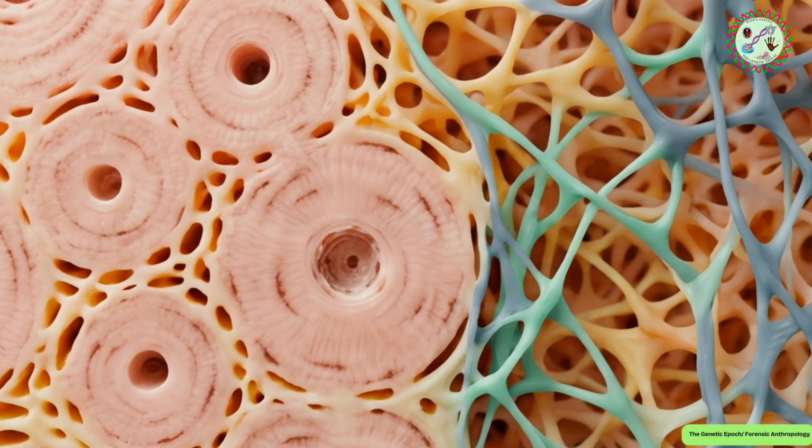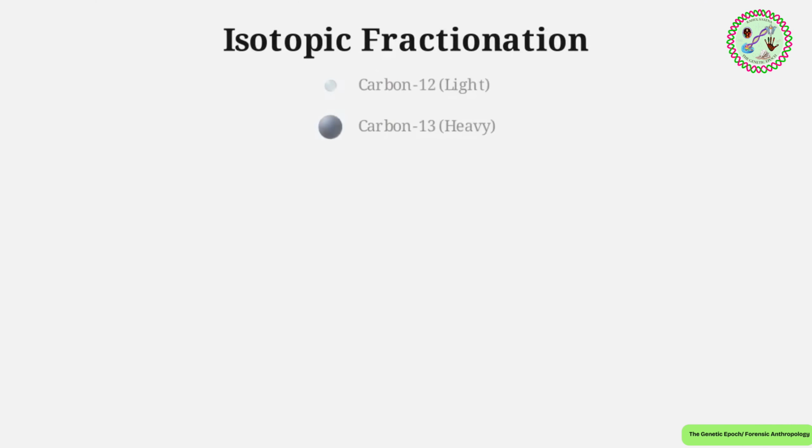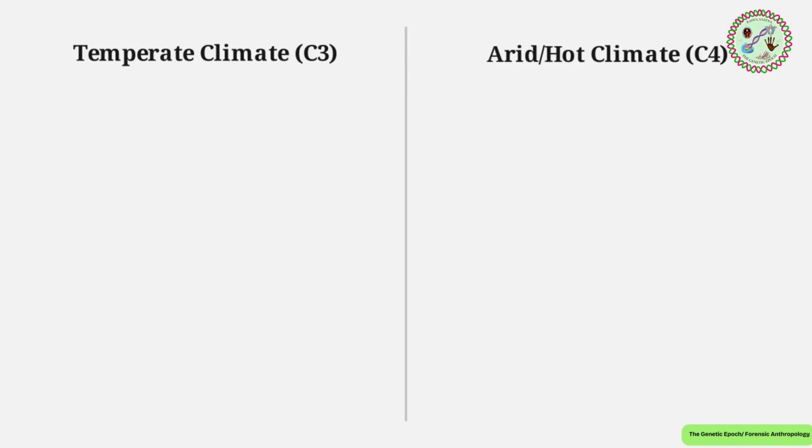Human bone tissue, specifically the collagen fibers and the mineral bioapatite, acts as an internal isotopic ledger, detailing where a person lived and what they ate. The environment dictates this signature through a process called isotopic fractionation. During photosynthesis, stable carbon-13 and carbon-12 isotopes react at varying rates.